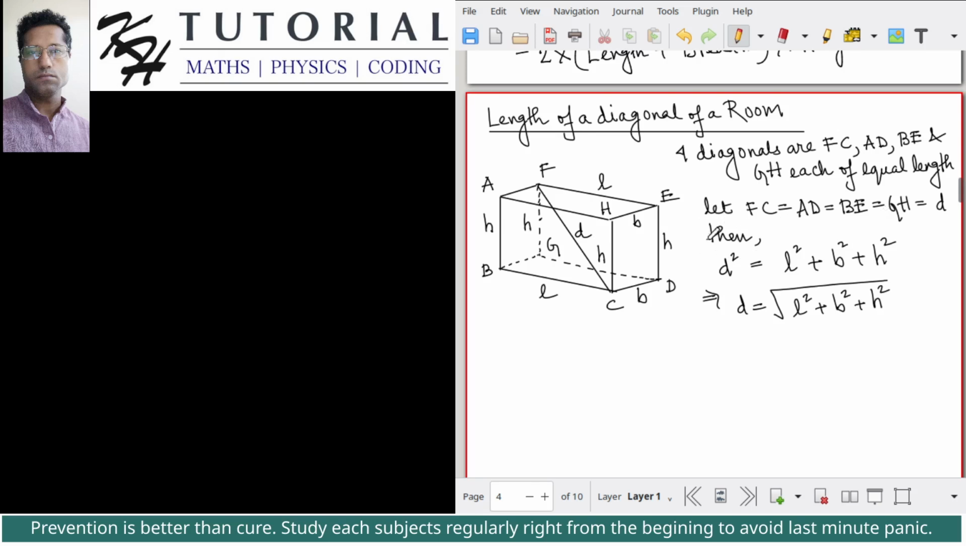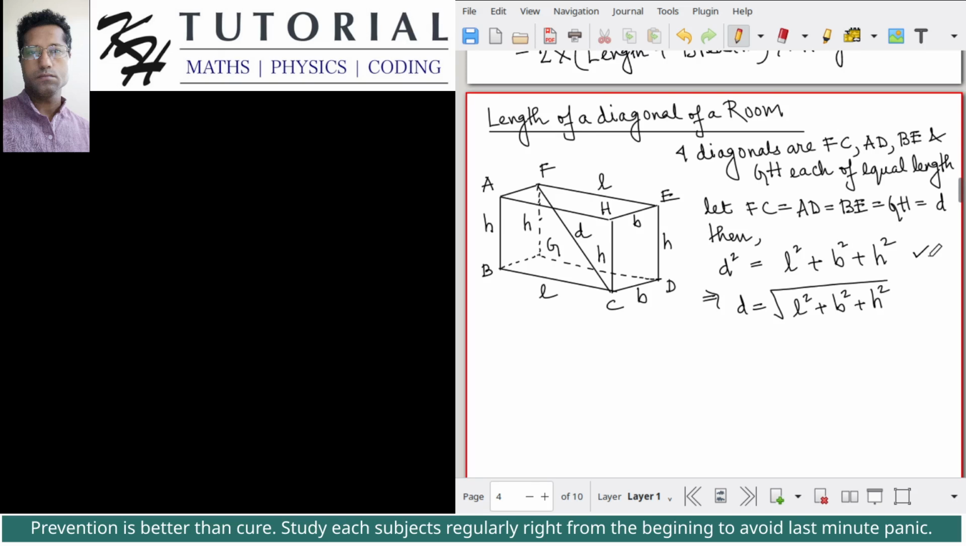And if I assume that the length of these diagonals is small d, then it can be geometrically proved that d square is equal to L square plus B square plus H square, where small l is the length of the room, small b is the breadth of the room, and small h is the height of the room. So the length of the diagonal of the room is equal to square root of L square plus B square plus H square. Now, if you ask me how this formula is coming, let me try if I can prove it.